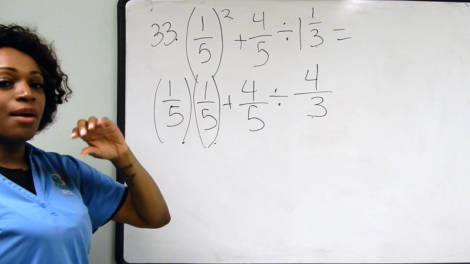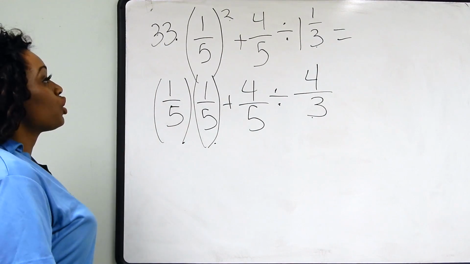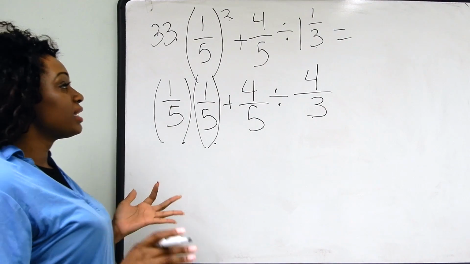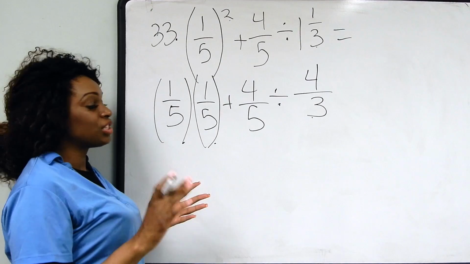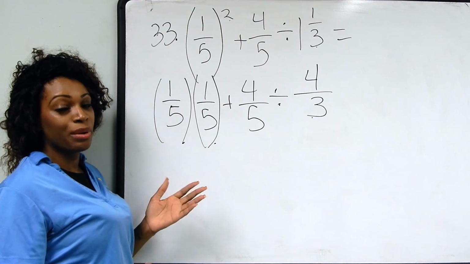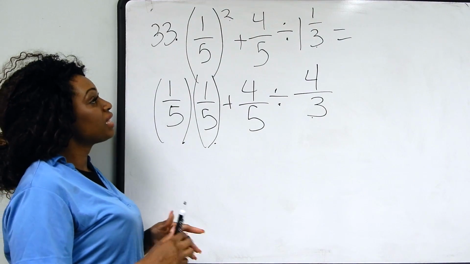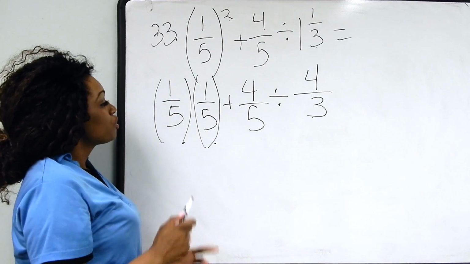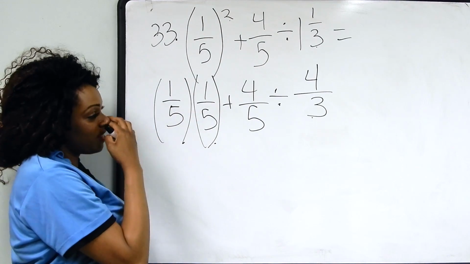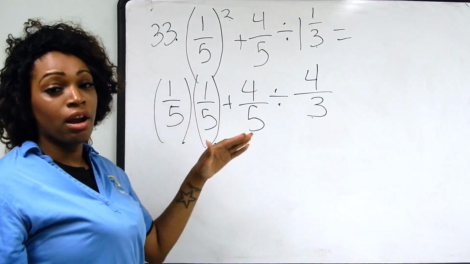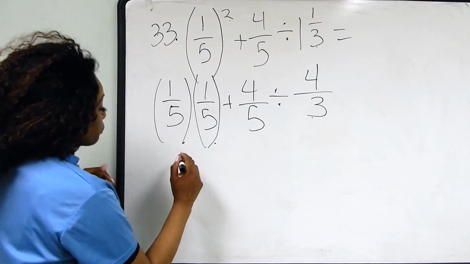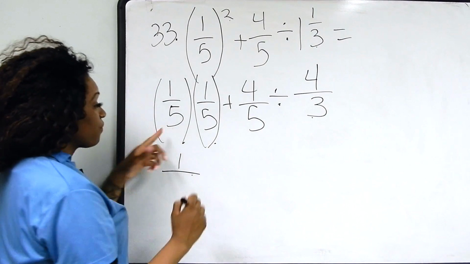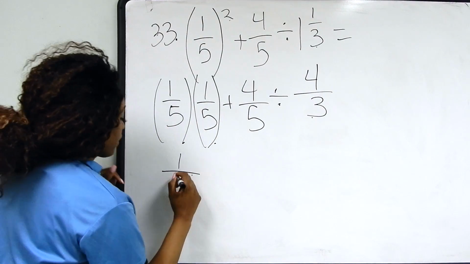Remember, we always want to work order of operations. So you always want to do parentheses, then exponents, multiplication, division, addition, then subtraction. So this is the way we're working, and this is exponents. So 1/5 times 1/5, and we're simply multiplying across. 1 times 1 gives us 1, and 5 times 5 is 25.